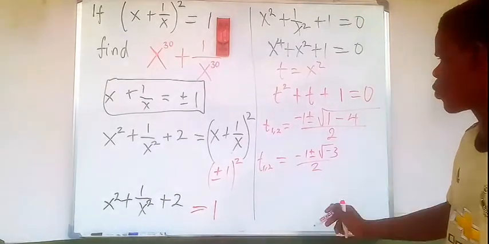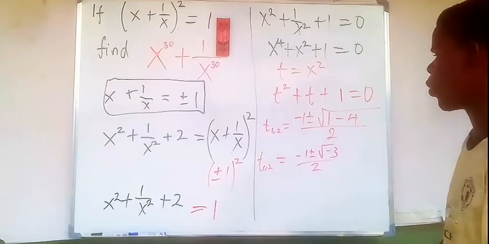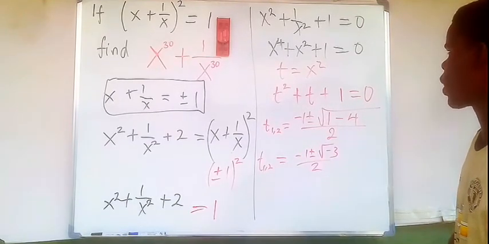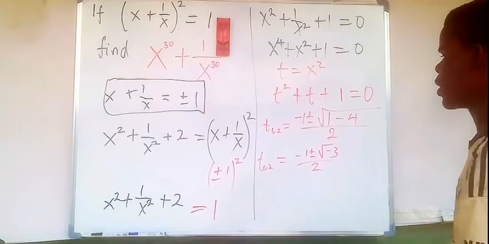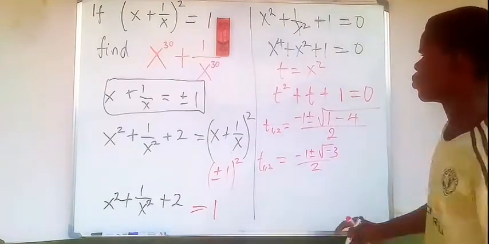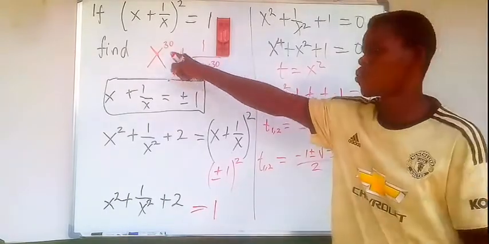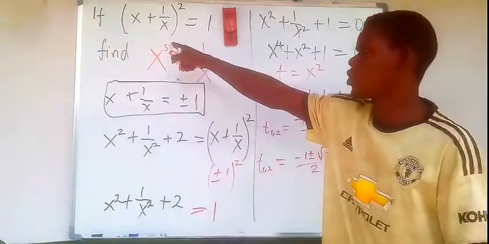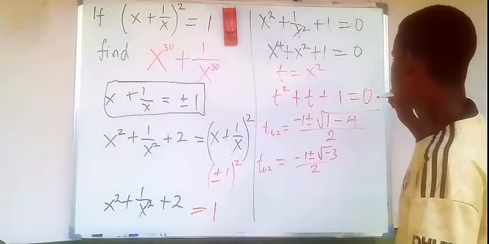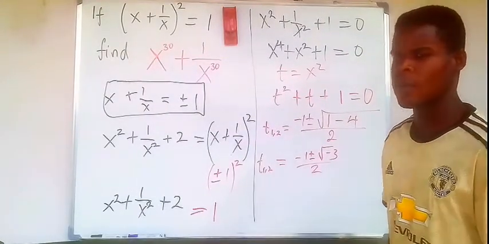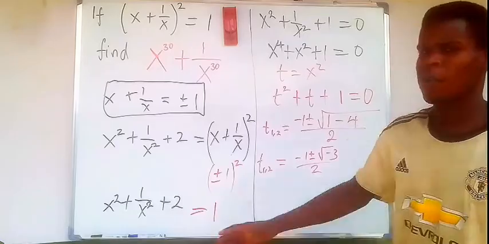Now we have these two values of t. Now I want you to go ahead and observe that if t is equal to x², that simply means t¹⁵ will be x³⁰. So we put here t¹⁵, same thing as saying x³⁰. Alright. I'm going to clean this right here.